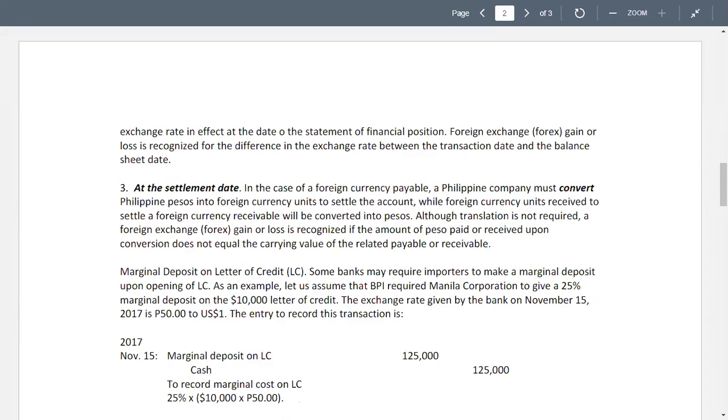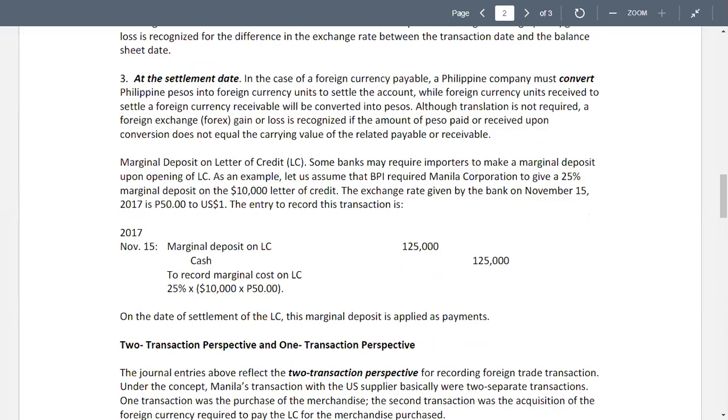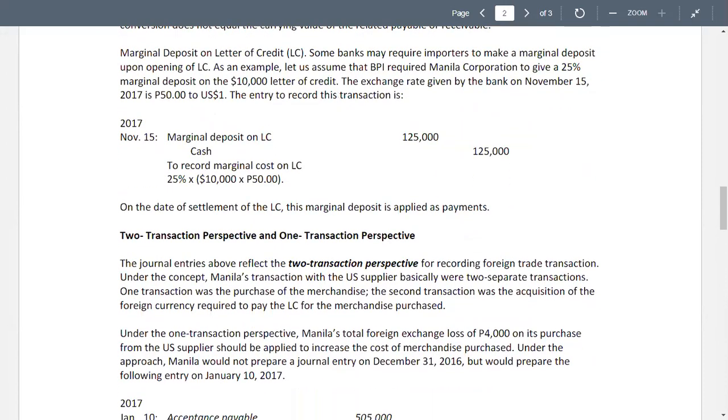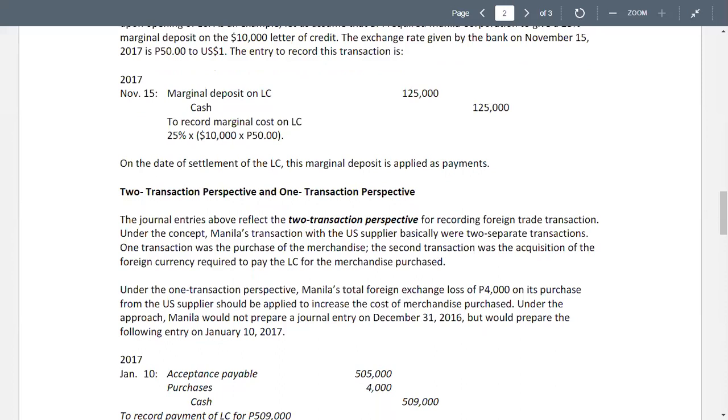The entry to record this transaction is to debit, on November 15, marginal deposit on letters of credit 125,000, and we are going to credit cash to record the marginal deposit on letters of credit. So on the date of settlement of the letters of credit, this marginal deposit is applied as payments. Next, we have the two transaction perspective and one transaction perspective.